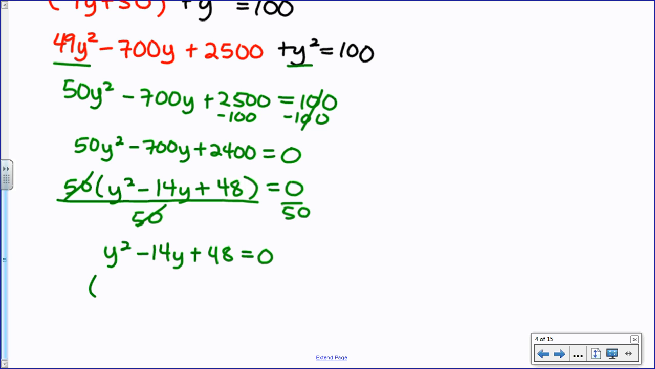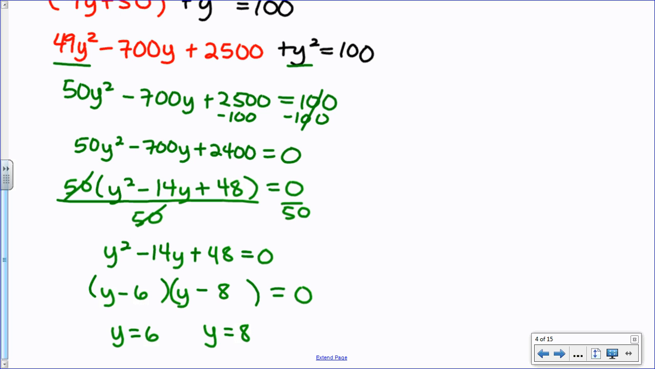Okay, so what multiplies to give me positive 48 and adds to be negative 14? Good, negative 6 and negative 8. So y equals 6 and y equals 8. That is two different y values. I have two different y values here. So I need to find our corresponding x values. These are not in order paired together because they're both y.